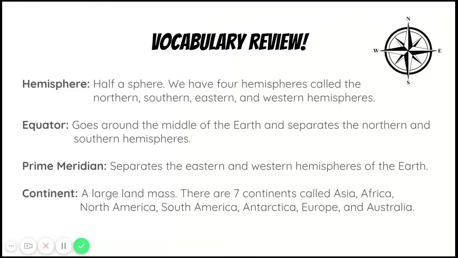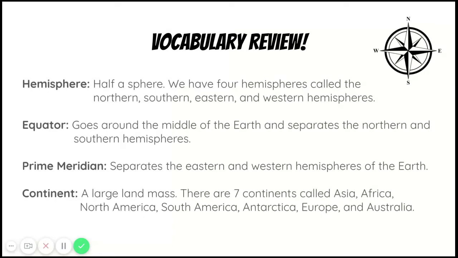Before we get started, we are going to do a quick review from some vocabulary we learned last week. The first word that we learned was hemisphere, and remember, this is half of a sphere. On our planet, we have 4 hemispheres called the northern, southern, eastern, and western hemispheres. That's how our whole planet is divided. We have the equator, which is an imaginary line that goes around the middle of the Earth and separates northern and southern hemispheres.